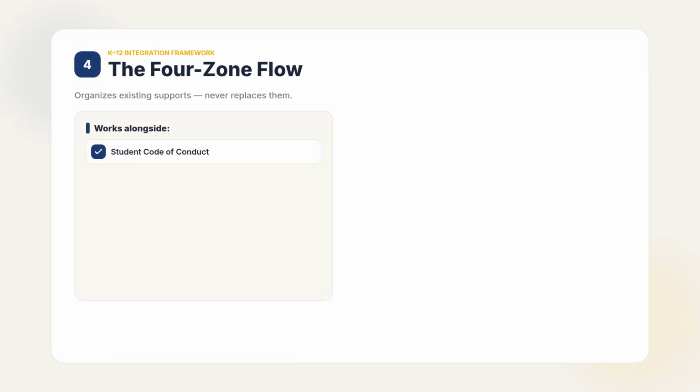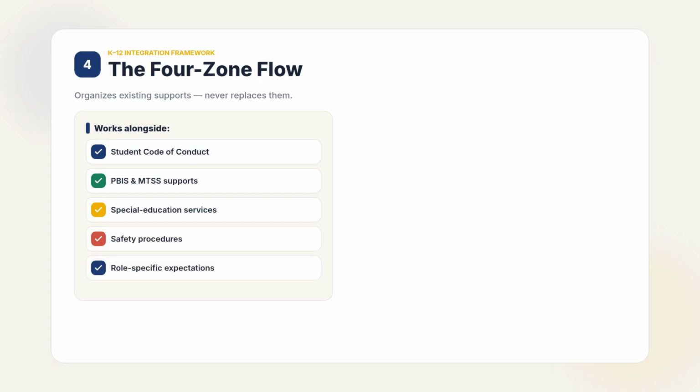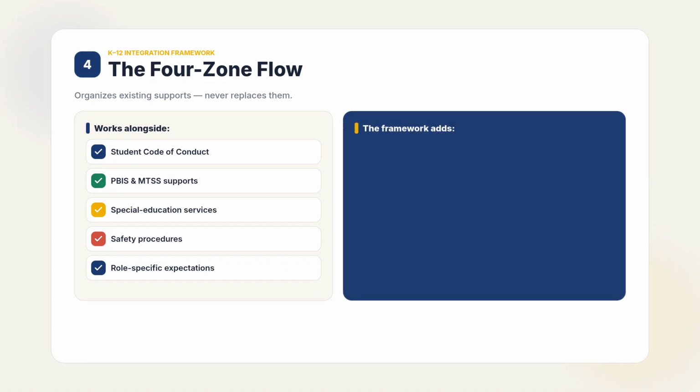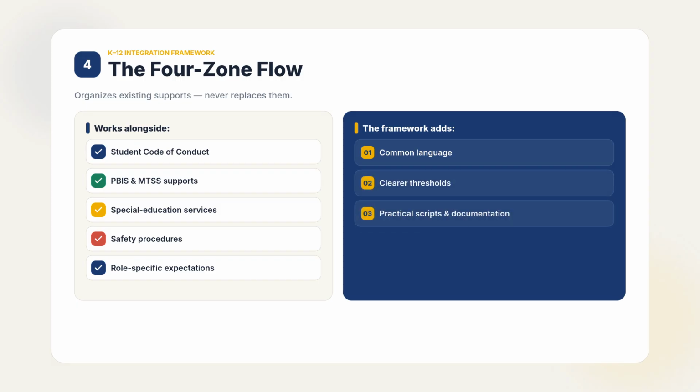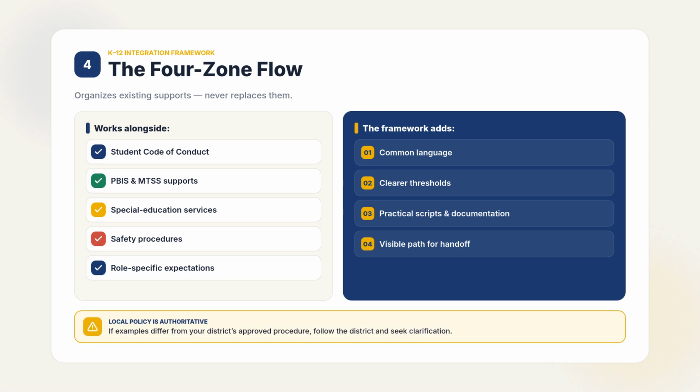The 4-zone flow is an integration framework. It is designed to organize, not replace, the Student Code of Conduct, PBIS, MTSS, special education supports, safety procedures, and role-specific expectations already in place. The framework adds a common language, clearer thresholds, practical scripts, documentation expectations, and a visible path for handoff. Local policy remains authoritative. If a course example and the district's approved procedure ever appear to differ, staff should follow the district's approved procedure and seek clarification.